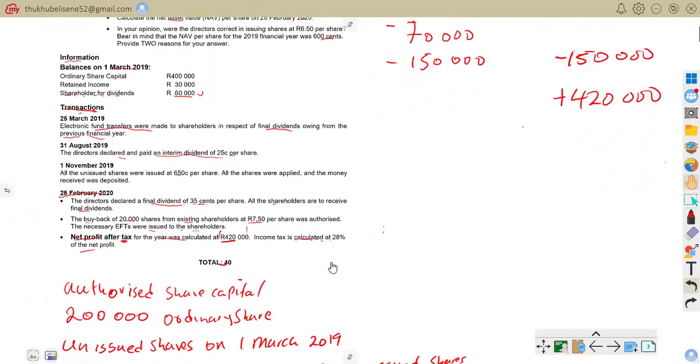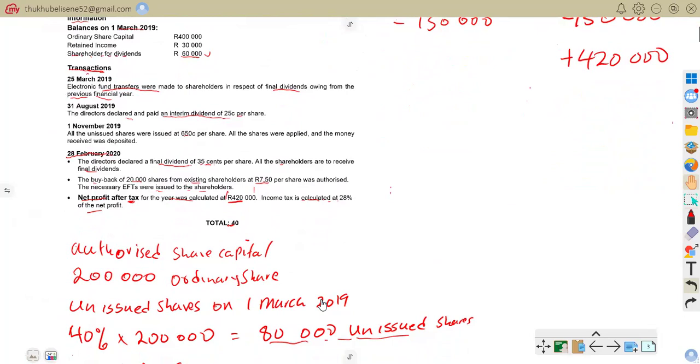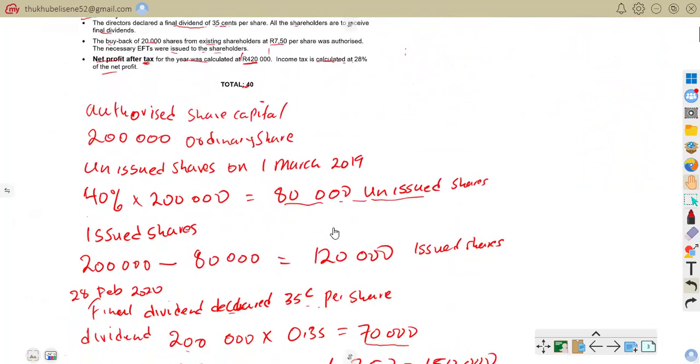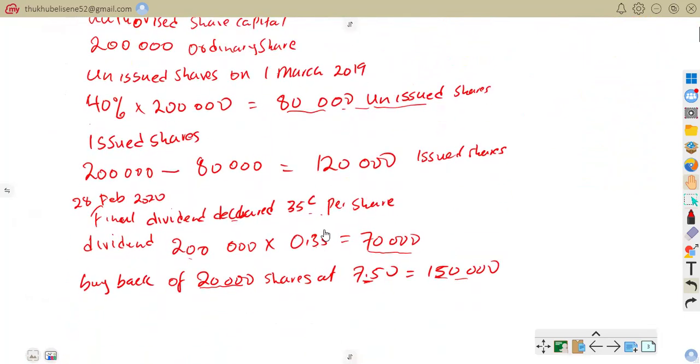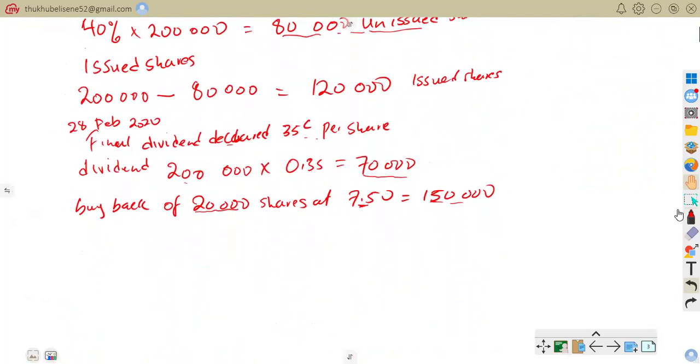Interim dividends are those dividends that were paid during the year. So how are we going to calculate it? This is how we are going to calculate it. This is on the 31st August 2019.